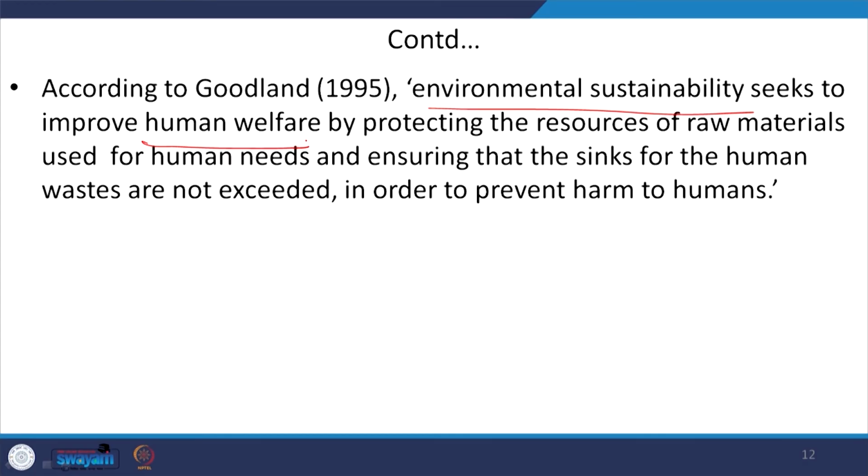So, what you are highlighting in defining this environmental sustainability is that we need to seek how to improve human welfare, but side by side we need to see how the raw material resources need to be protected. And we need to ensure that the human waste in terms of the sinks should not exceed the assimilative capacity of nature itself. So, that the raw material resources can be protected and environmental sustainability can happen.